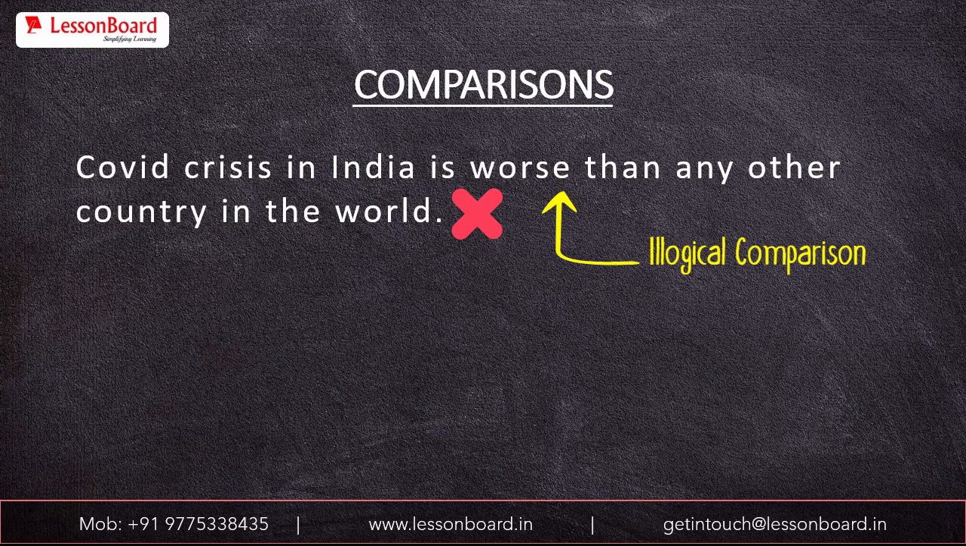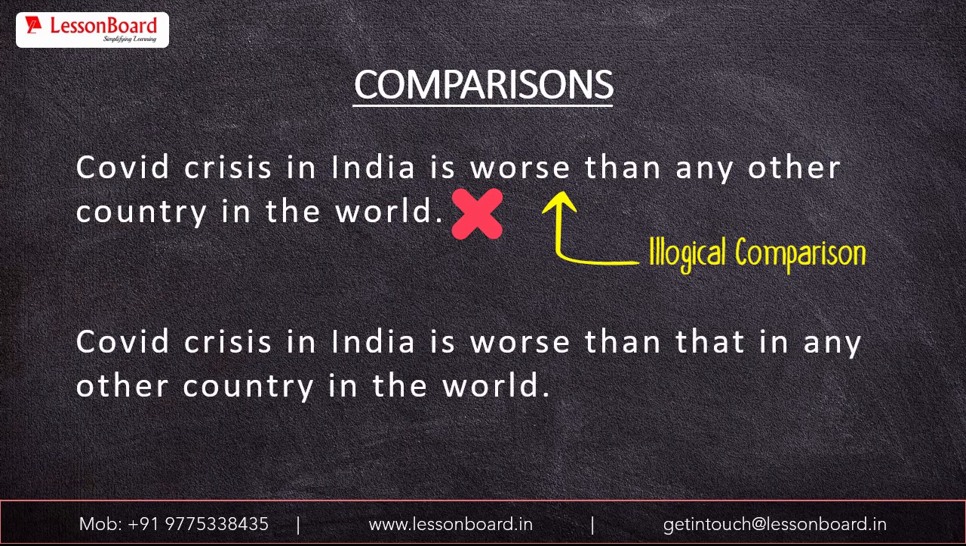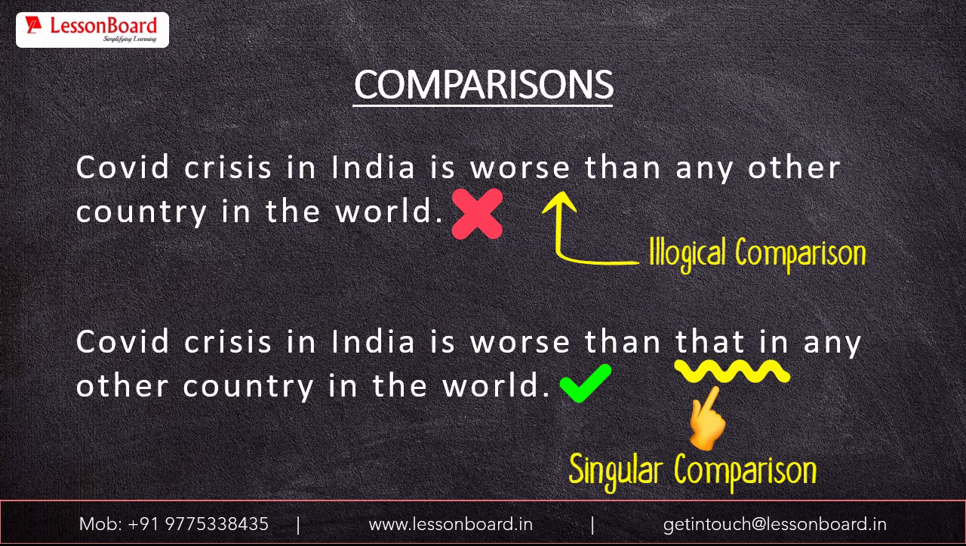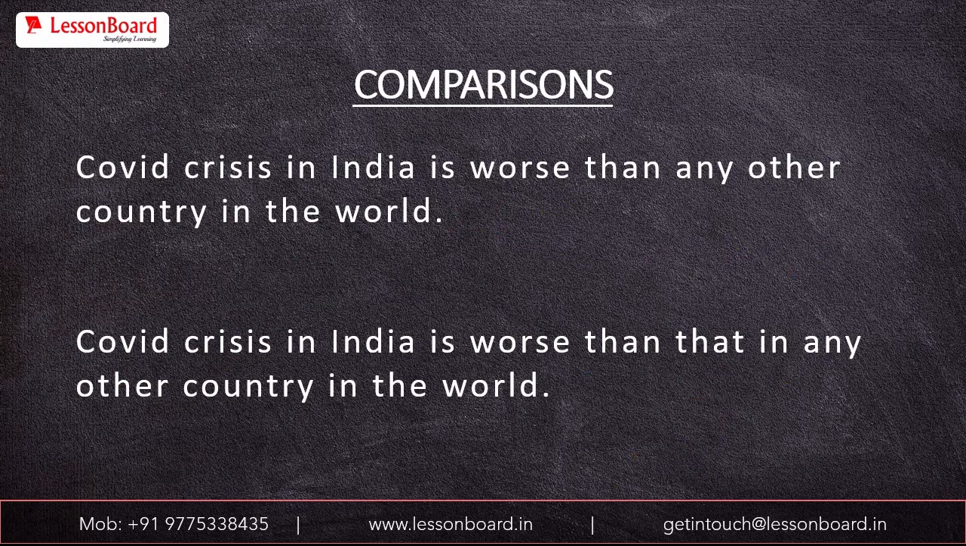So how do I correct that? I say COVID crisis in India is worse than that in any other country in the world. And yes, this corrects the problem of illogical comparison. Now I am comparing COVID crisis in India to COVID crisis in any other country in the world. And why did I use that in? Because that is used for singular comparisons and COVID crisis by itself is a singular term. So I would use that. Okay, moving on to the next slide.